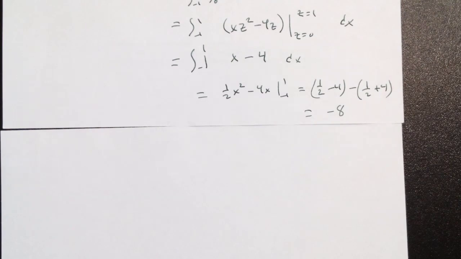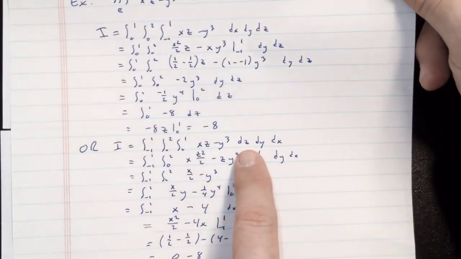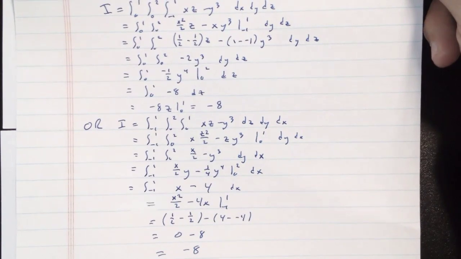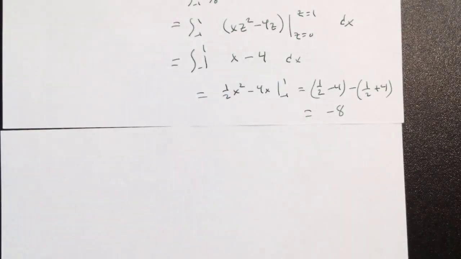By the way, I did do dx, dy, dz in my notes. But then in my notes, I did dz, dy, dx. It's still -8. But I could do any of the 6 possible orders. I should get -8 for every one of them. What if it's not a box?